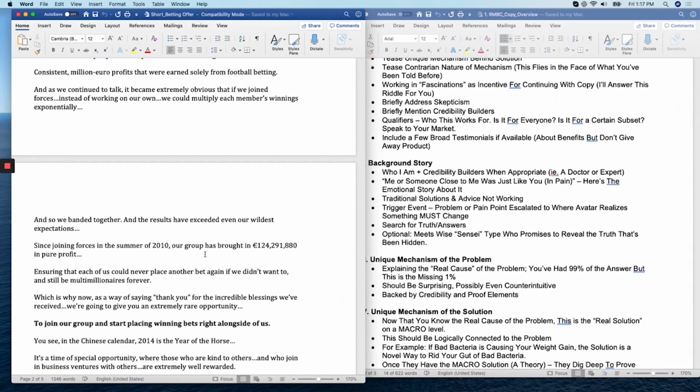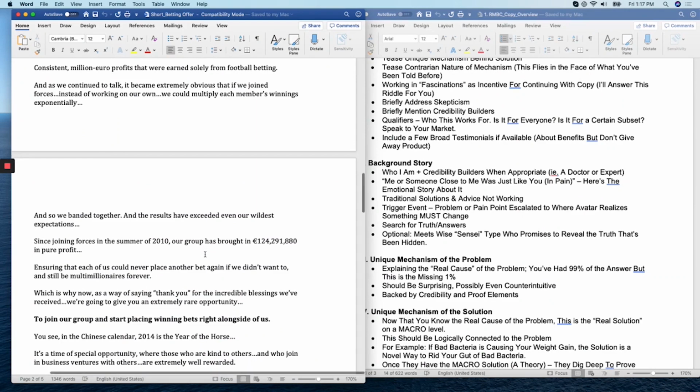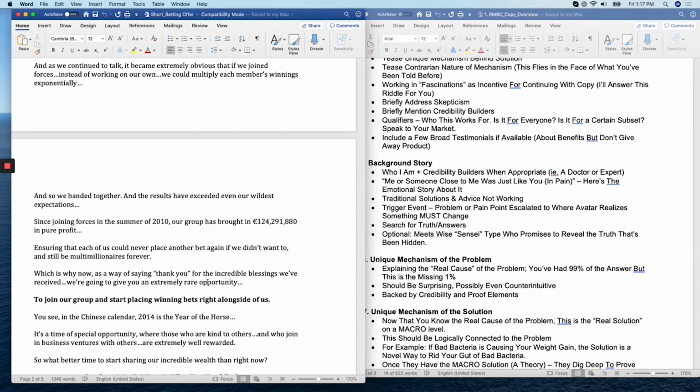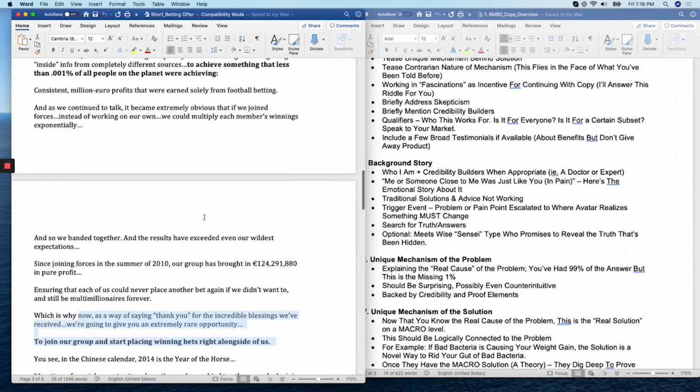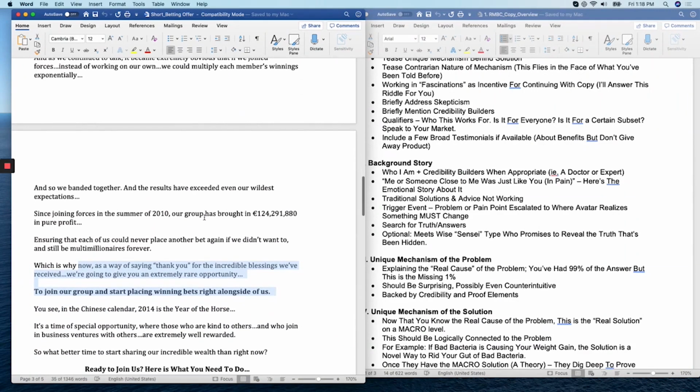Which is why now, as a way of saying thank you for the incredible blessings we've received, we're going to give you an extremely rare opportunity to join our group and start placing winning bets right alongside of us. So there's not really a mechanism of a problem, and the mechanism of the solution is really just all these successful bettors were having success in different ways, so if they join forces, they could be even more successful. It's pretty basic, but that is sort of like the unique mechanism, or the unique reason this offer is different, why working with them would be different, right?